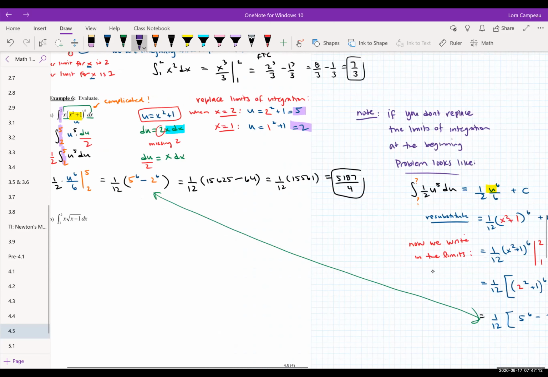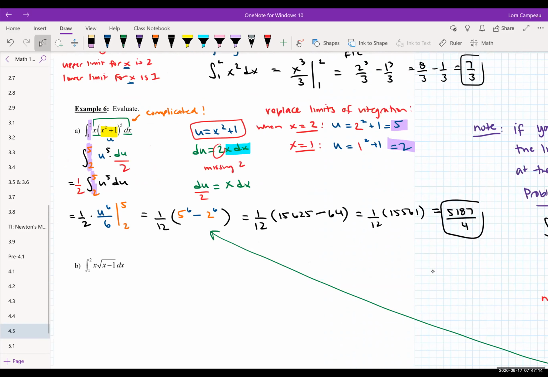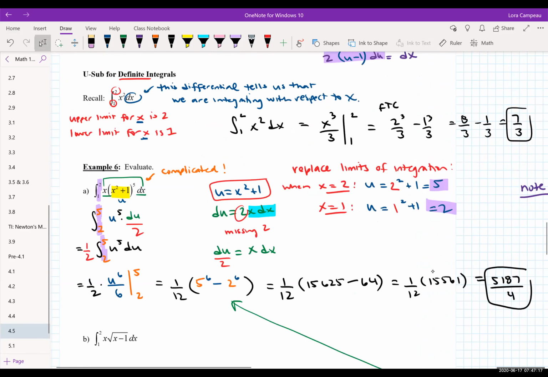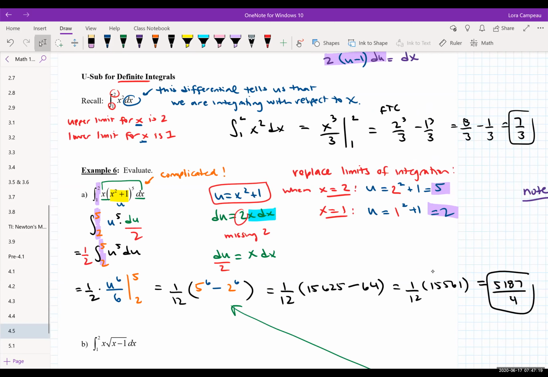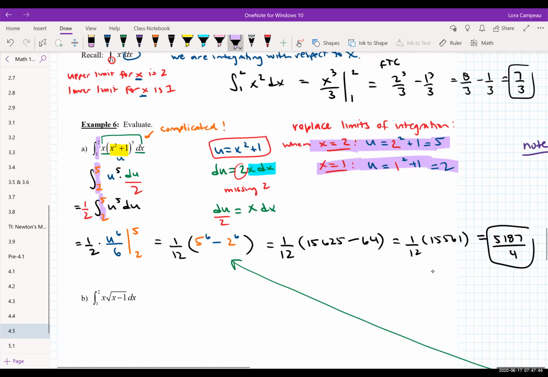Personally, when I'm in Calc 1, most of the time I'll just get rid of the limits of integration, and I'll use the U versions right away, so I don't forget, because that's what happens. Usually our brains are so concentrated on other things that we end up forgetting to resubstitute at the end, so might as well keep that notation at the beginning. So having said that, let's do one more, kind of like what we did earlier.